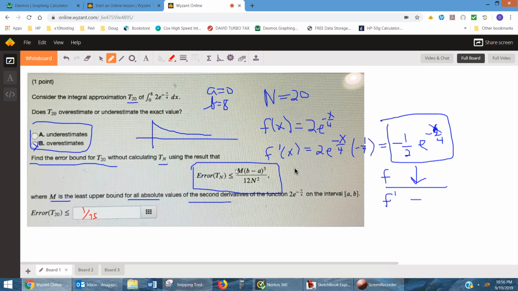And the tricky part is determining this least upper bound. You have to take the second derivative of the integrand, this thing right here, and determine what's the smallest value that's greater than or equal to every value of the second derivative on the interval from 0 to 8. And as we saw, that was 1/8.